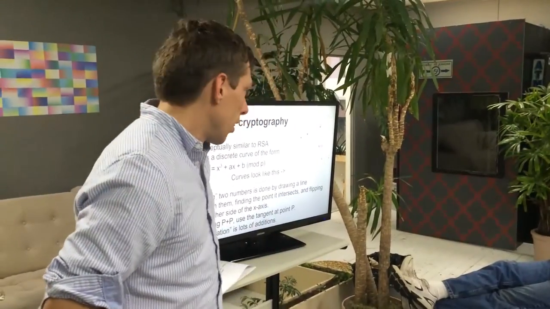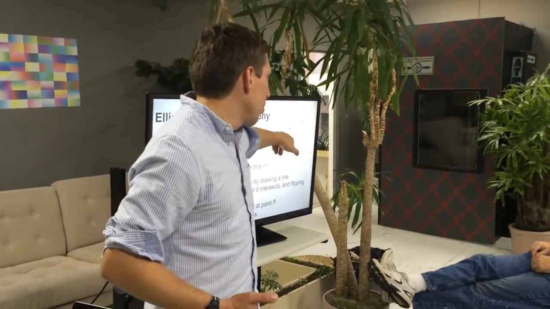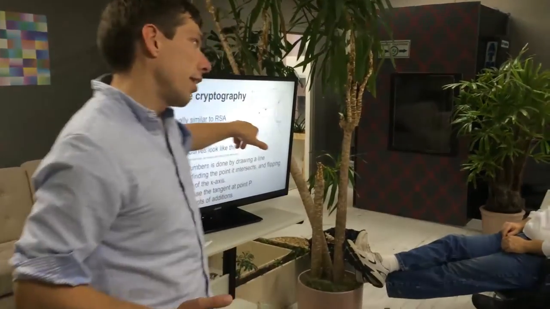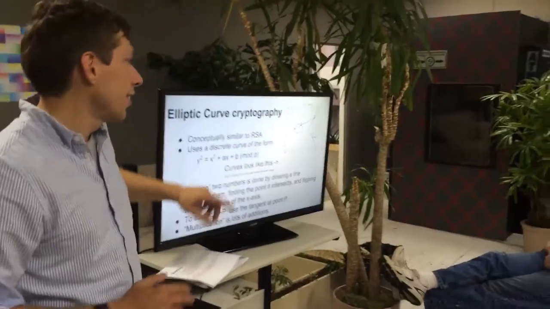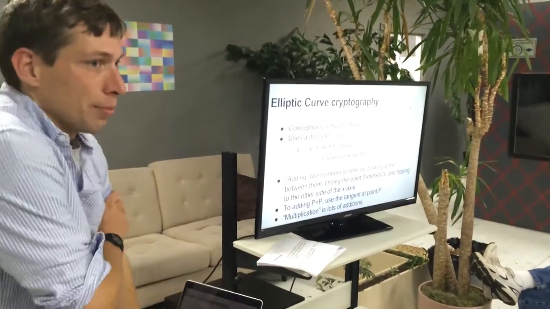So are they necessarily vectors, or is it taking a scalar and mapping it around? They have to be points on the curve. Okay, so it's a scalar that's mapped. Yeah, in practice, you have an x and y coordinate in the Bitcoin space.